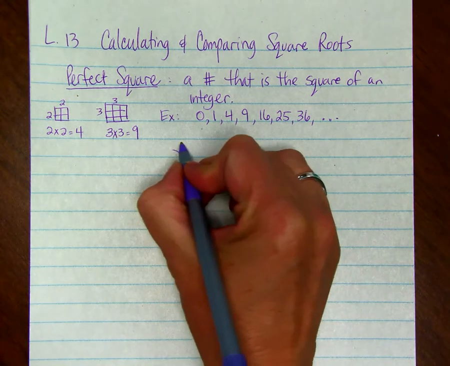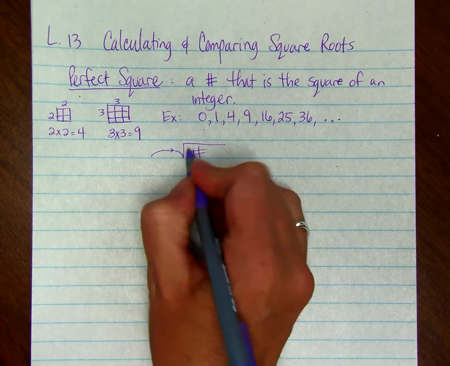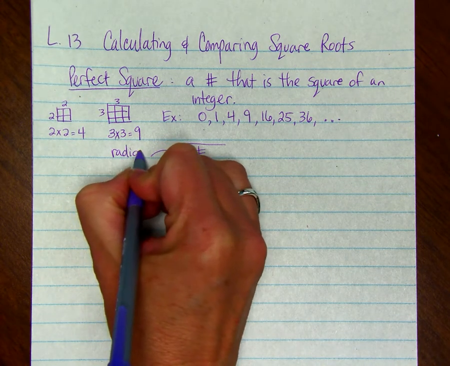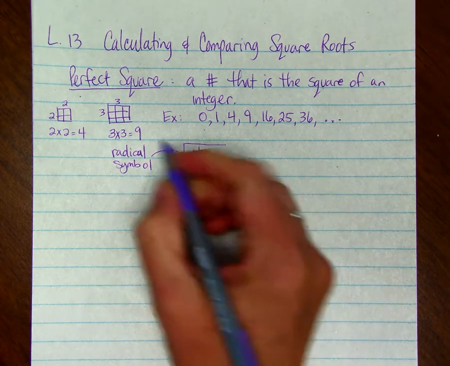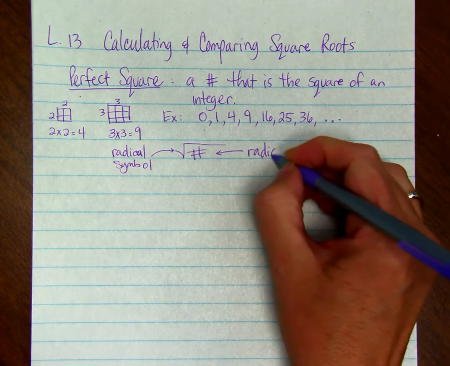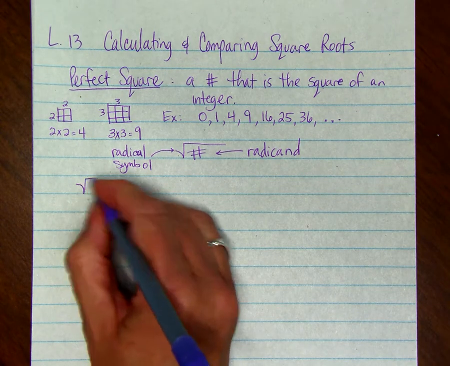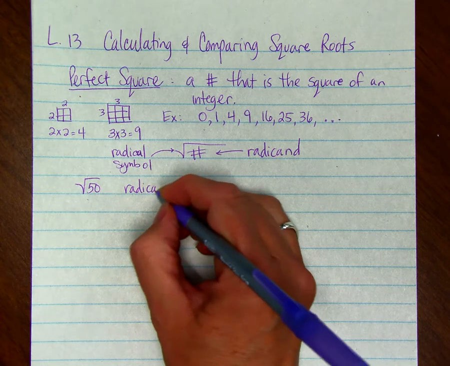When we take the square root of a number, the square root symbol is called the radical symbol. The number inside is called the radicand. So let me give some examples. The square root of 50. The radicand is 50.